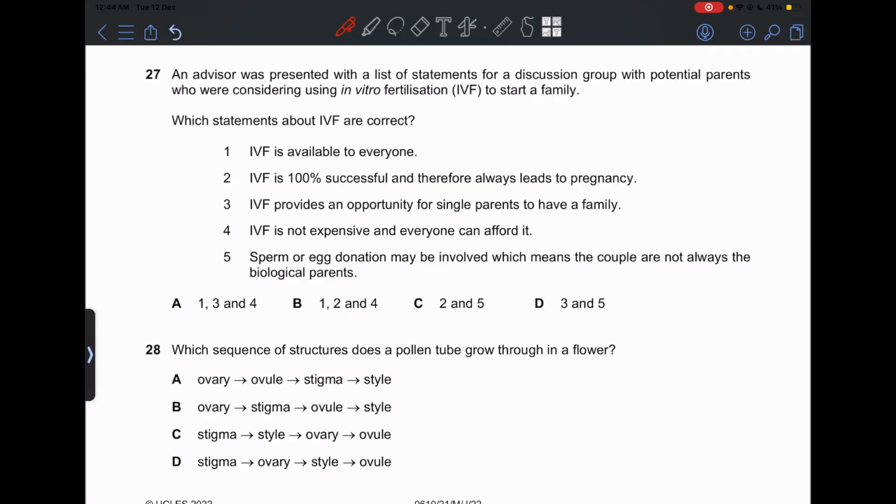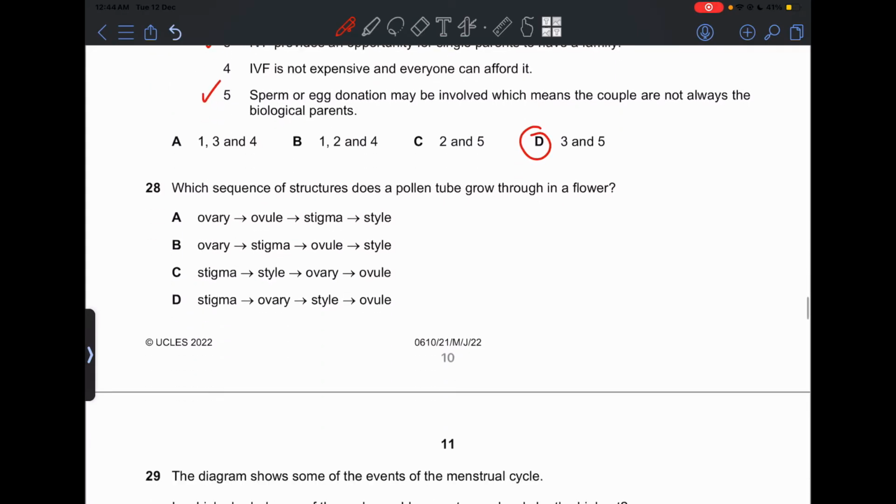5, sperm or egg donation may be involved, which means the couple are not always the biological parents. This is correct. So it is actually numbers 3 and 5. These are the correct statements, so our answer is going to be D.